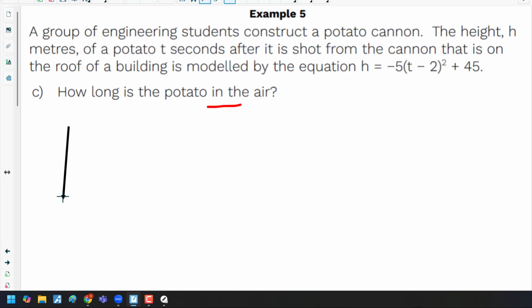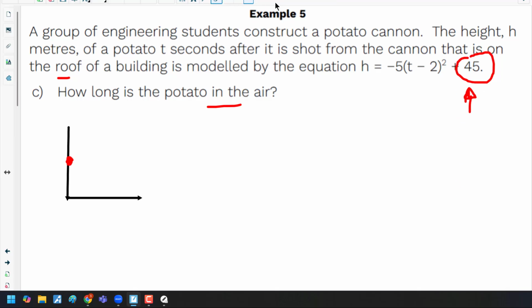Once again, just to visualize what's going on. We know this potato isn't starting off on the ground. We know this cannon isn't a ground cannon, or it might be, but we know they placed it on the roof of a building. So it definitely has an initial height of something. I'll give you a hint. The initial height is this value right here. Oh, no, sorry.